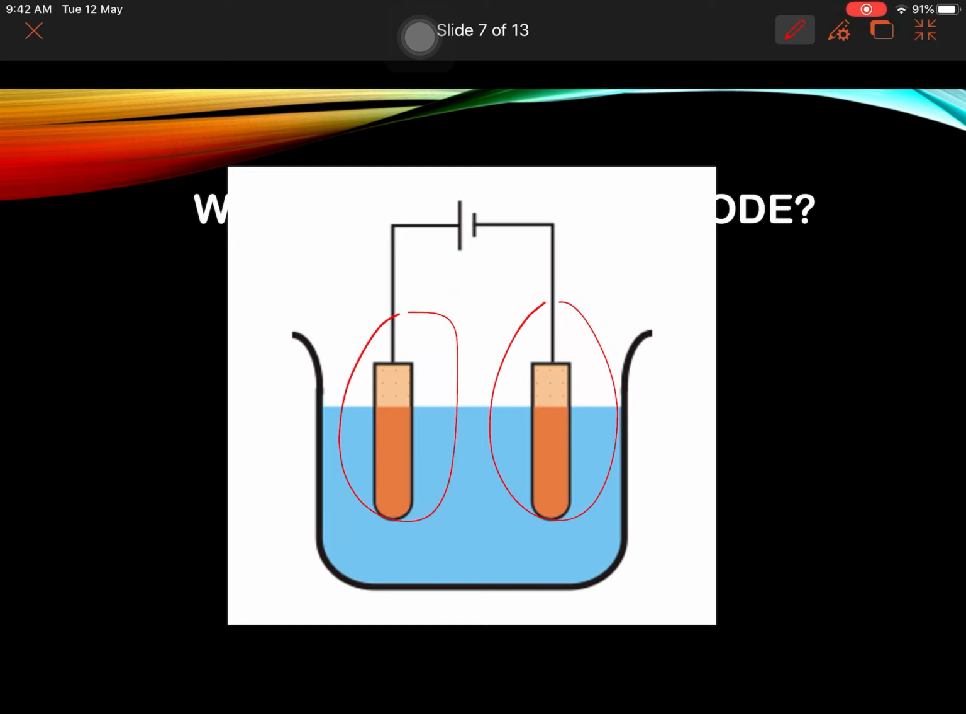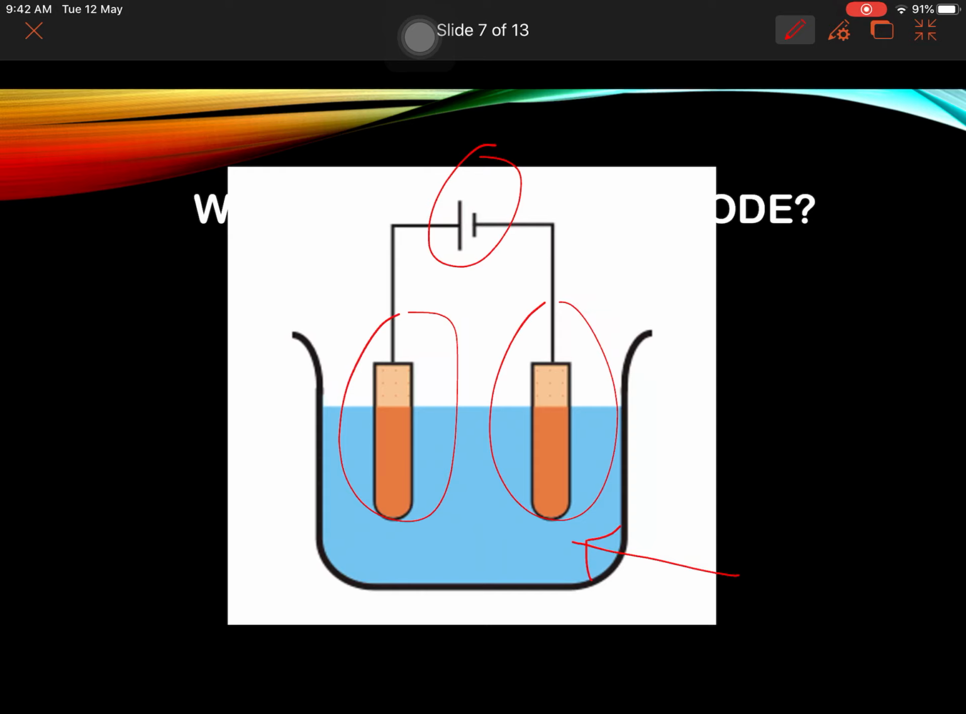So what is the electrolyte? Electrolyte is the solution inside the beaker in the electrolytic cell that contains free moving ions. And both the electrodes will be attached to a source of electrical energy such as a battery.